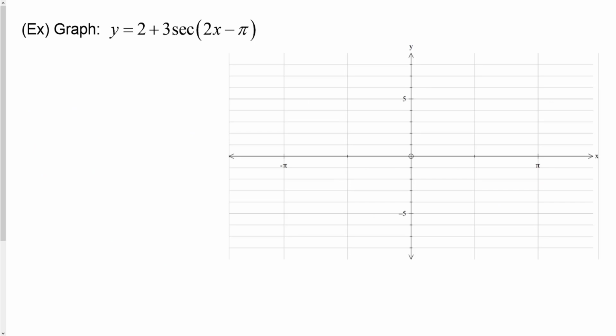Graph y equals 2 plus 3 secant of 2x minus pi. Again, we just start identifying the different changes that could occur.